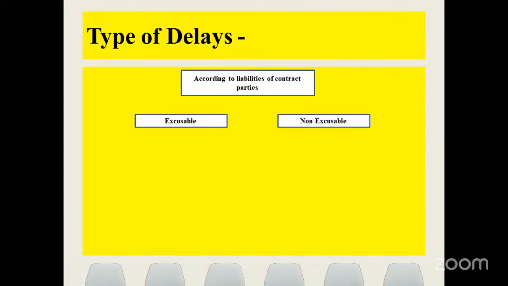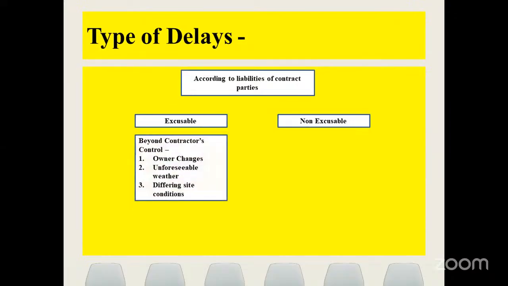Now, according to liabilities, we have to discuss in detail excusable and non-excusable. In excusable, the cause is beyond the contractor's control. So, owner changes, as we said, any changes made by owner, that we cannot excuse. So this will be excusable.